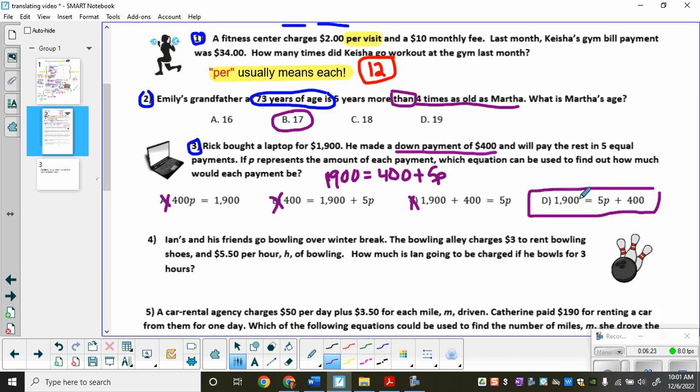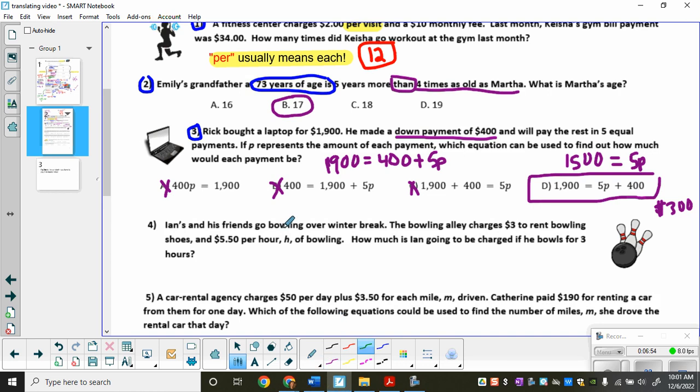Okay. If we wanted to take it a step further to find out how much each payment would be, we would subtract the 400. So 400 you paid in the store, so that means now you would owe 1,500. And if you divided that by 5 equal payments, each payment would be $300. So we could go on to solve it and learn that each payment would be $300. It's not asking us to do that in the problem, but I wanted to show that in case you see another one like it later on.